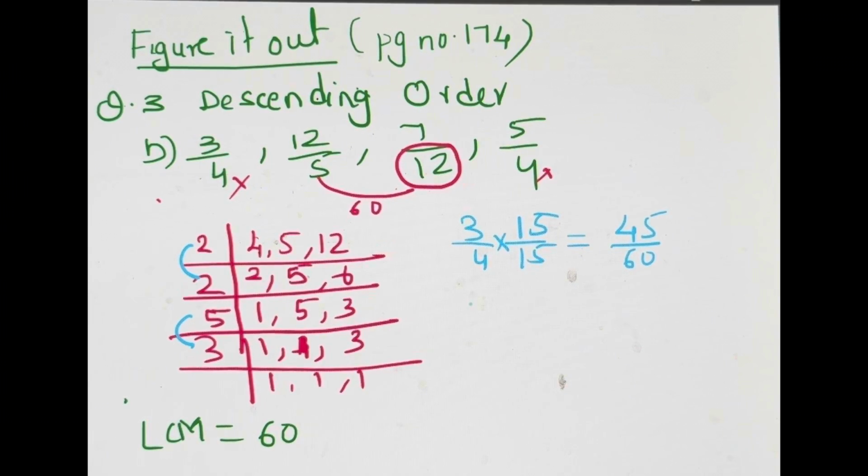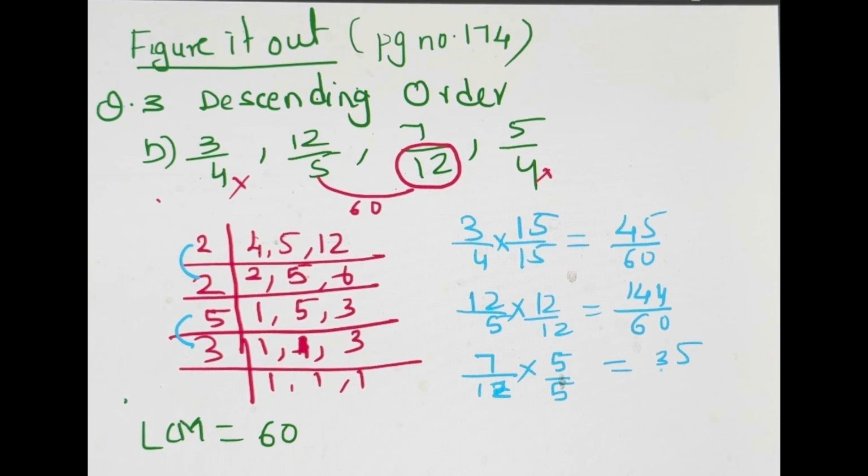Then we take the second fraction, 12 upon 5. Here you just hide 5. 5 is the denominator, so multiply all the numbers other than 5: 2 2s are 4, 4 3s are 12. So multiply by 12. 12 12s are 144 and 12 5s are 60. Correct? Now again 7 upon 12. 12 5s are 60, we just saw. So we multiply by 5. 7 5s are 35 and 12 5s are 60.